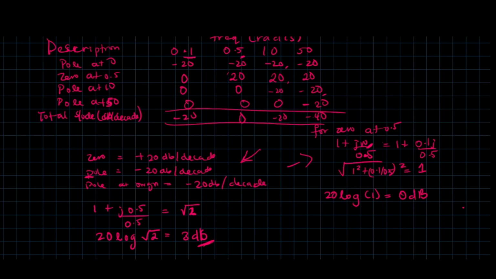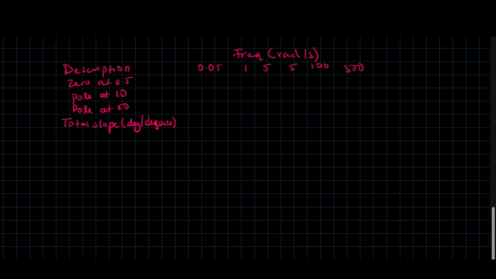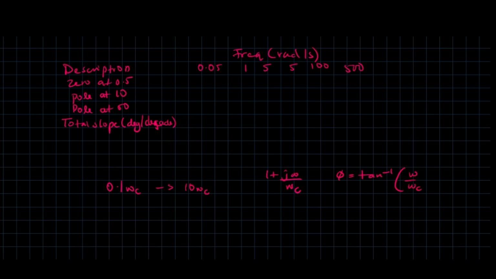Now let's move on to the phase. The first thing you want to know is that the phase transition for this particular system goes from 0.1 break frequency to 10 break frequency. To simply prove that, go for this equation. You're very familiar with this equation, I'm sure. It's simply phi equals tan inverse of W over WC. And at break frequency, W is equal to WC. So this becomes tan inverse of 1, which is equal to what? 45 degrees.